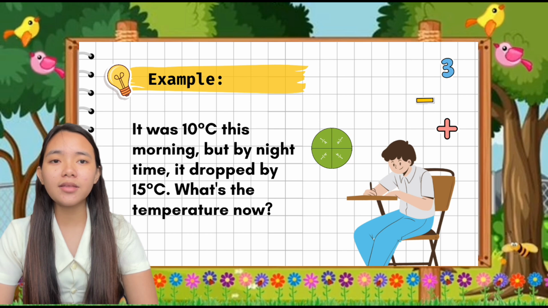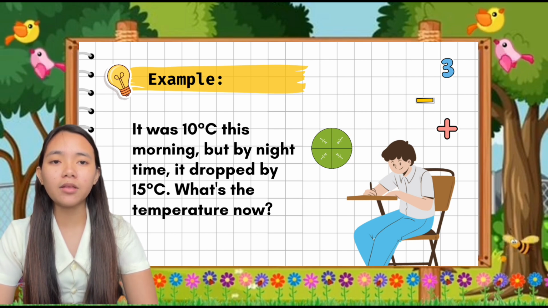It was 10 Celsius this morning, but by nighttime, it dropped by 15 Celsius. What's the temperature now? We subtract, right? So 10 minus 15 is equal to negative 5 Celsius. Very good. That means it's negative 5 Celsius now.